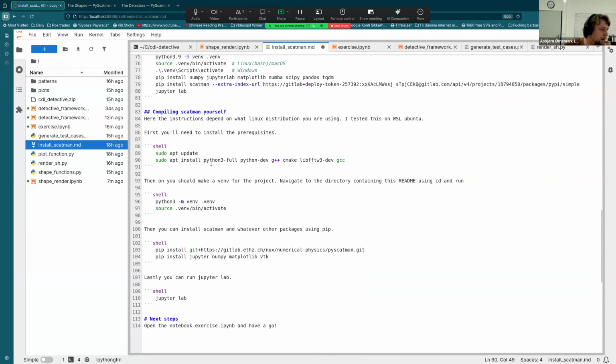Basically, you install Python, you install, I think these are development headers for Python, so you can compile stuff against your Python installation. And then you need a compiler. The Scatman instructions say GCC, but I've had trouble without G++ also. And then you need this libFFT3. This is the thing that makes the whole thing work.